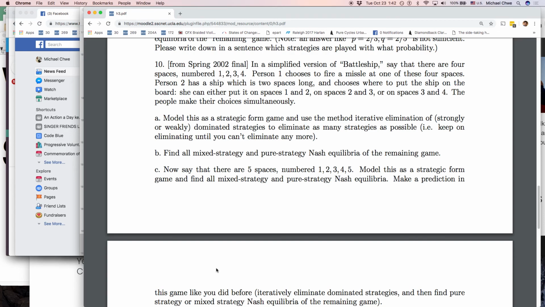Does that make sense? Okay, so in other words, if you're person 1, you shouldn't fire into 1 because you can always do at least as well firing into 2. See why, right? Anytime you would have won by firing into 1, you'll win by firing into 2, and sometimes more often, yes? Okay, so I'm going to get rid of this. So I'll do that. 3 dominates 4. So 2 weakly dominates 1. And 3 weakly dominates 4, right?